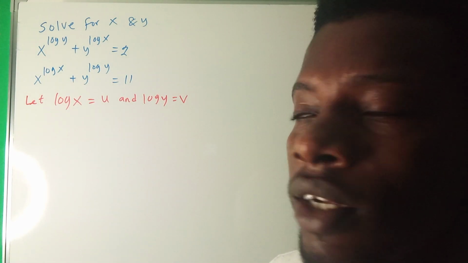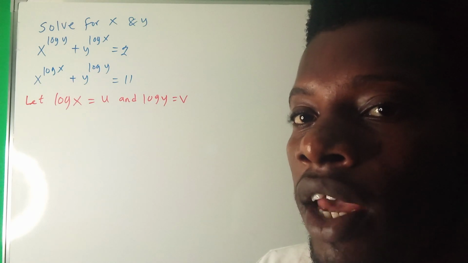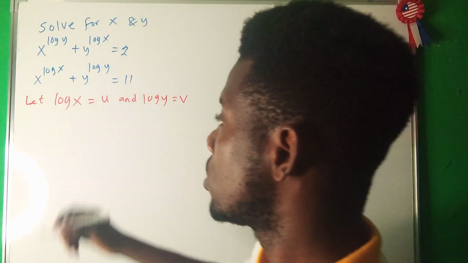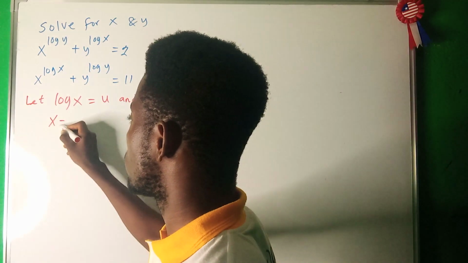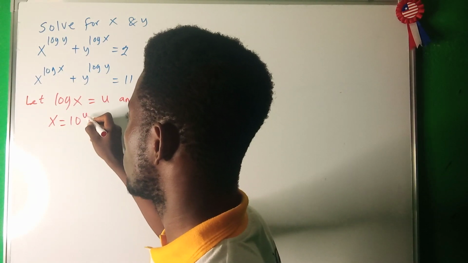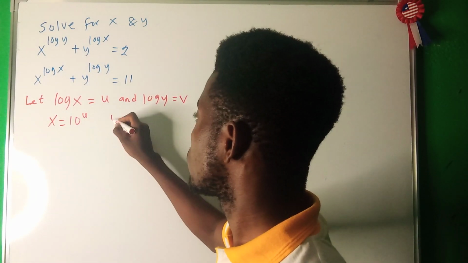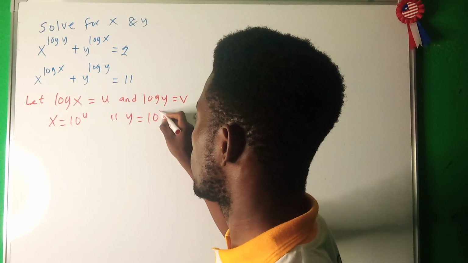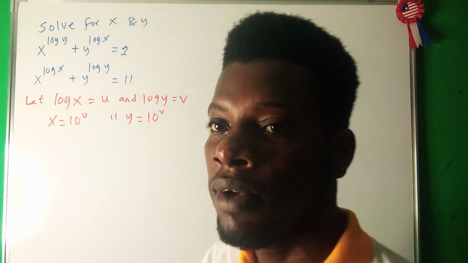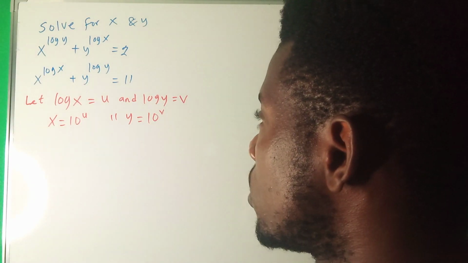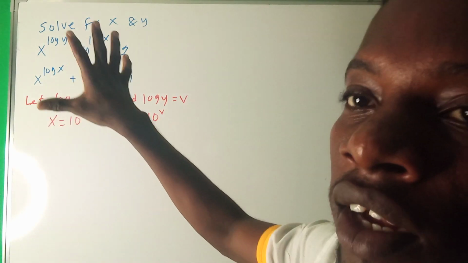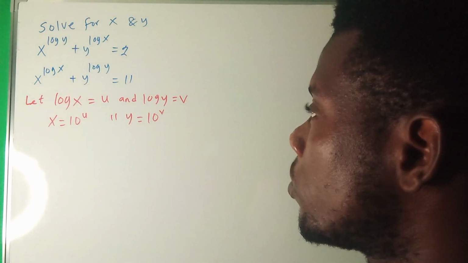Now after I've done that, the next thing to do is to solve for x and y in both of them. In this case, x is equal to 10 raised to the power of u because the base here is 10, and y is equal to 10 raised to the power of v because the base there is also 10. Now I'm going to replace these values in the original equation.